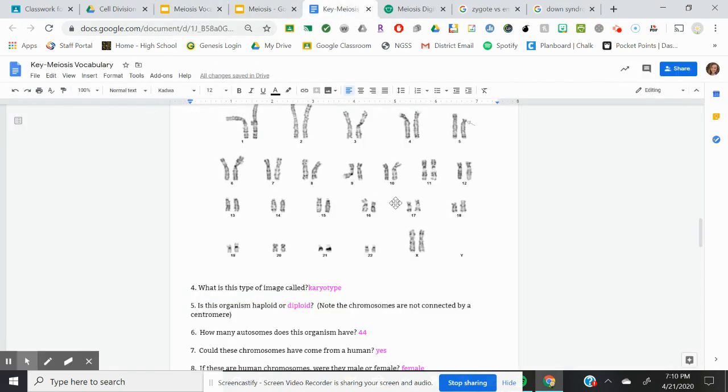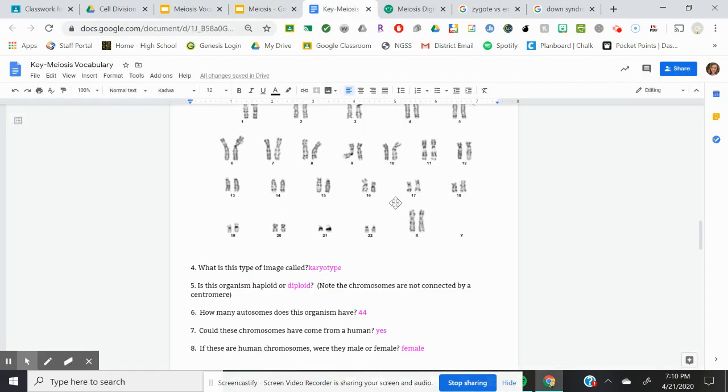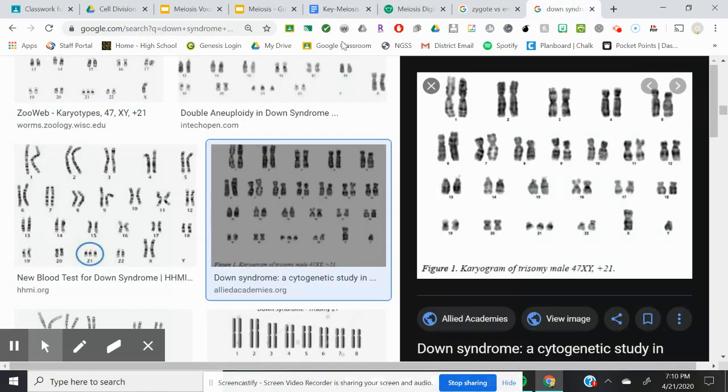Okay, so could these chromosomes have come from a human? Yes, because there are 46 total chromosomes, right? 44 autosomes and then 2 sex chromosomes. If these are human chromosomes, which we can't assume it's human. There are other organisms with 46 chromosomes. I actually don't know any. I'm going to look it up real quick.